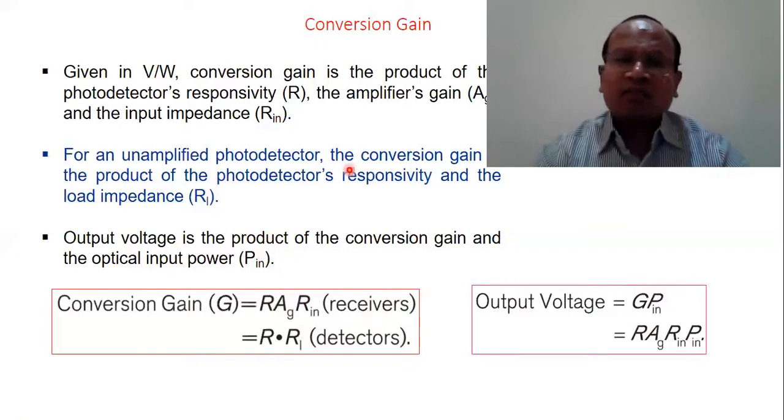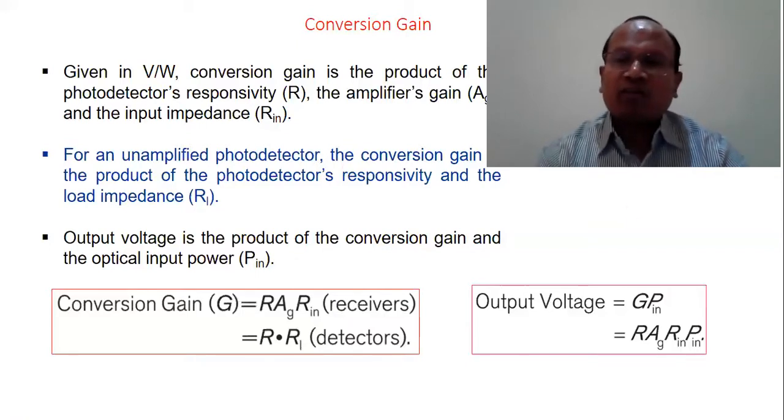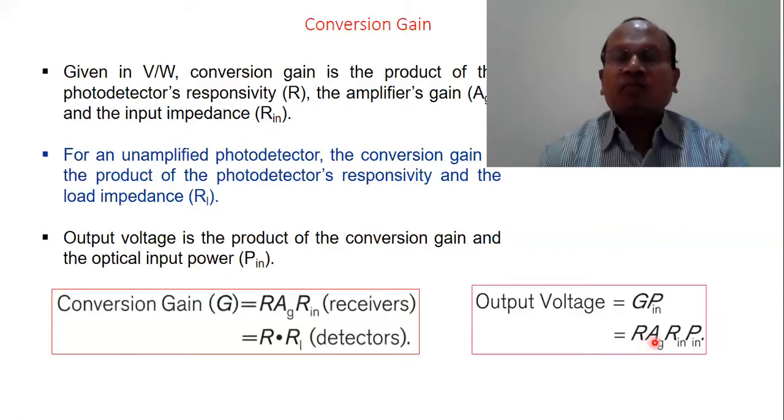So conversion gain means how much output is effectively produced, and that output depends on responsivity. The more the responsivity, the more the output voltage. The gain of the amplifier, finally, when we are receiving through an amplifier, must also be very high. Similarly, input impedance and the optical power input.